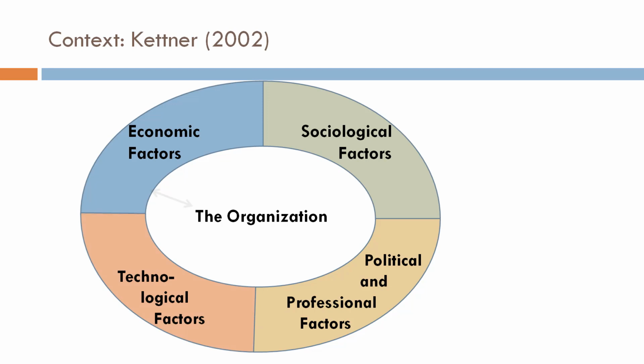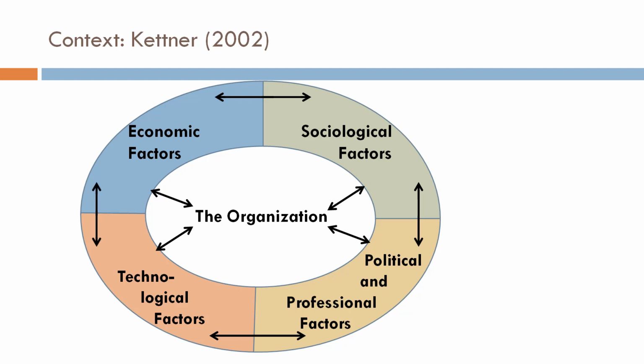And the organization not only interacts with all of these four factors, but there are actors within each of the factors. You like what I did there? Actors and the factors. Anyways, they interact as well. So that's why we have these arrows going this way as well. And this is what Kettner refers to as the task environment within which the organization operates.